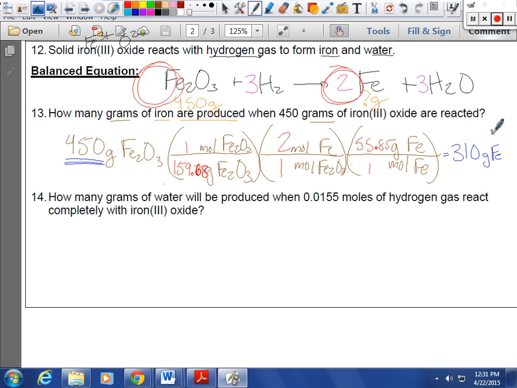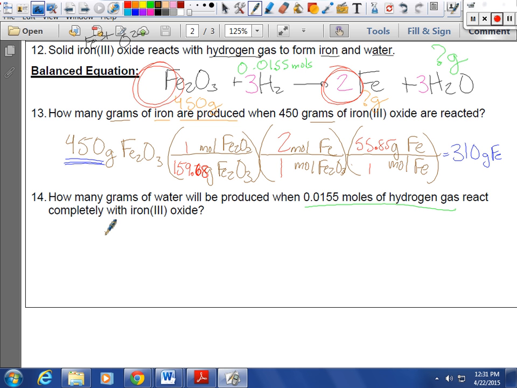All right. Last one. How many grams of water, so I want to know about this thing, will be produced when 0.0155 moles of hydrogen gas react completely with iron(III) oxide? This is where some of you got thrown off. Well, they mention the other reactant, but do they give you any data about it? If they don't give you any data, then you can't use it. So just ignore it. That's just something there to try to trip you up. So don't let it trip you up.